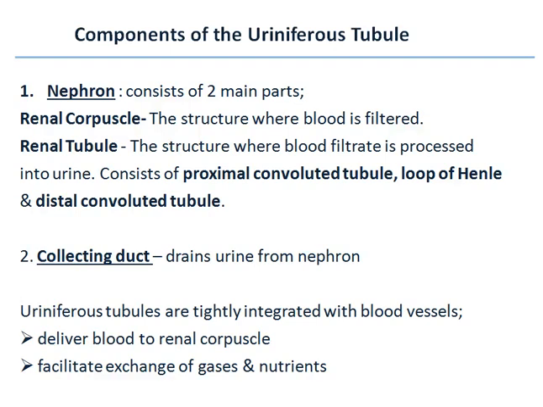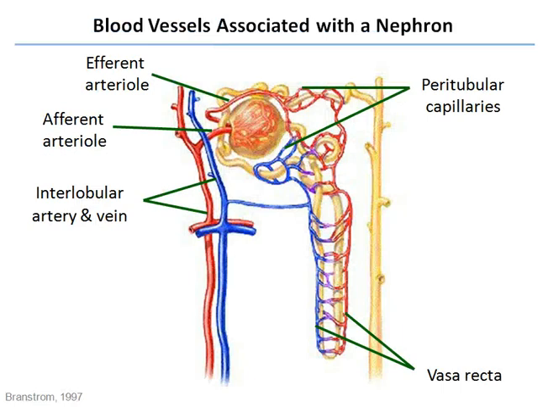This slide here shows the blood vessels associated with the nephron in particular. What we can see here firstly is the afferent arteriole. This is the vessel that is responsible for delivering the blood to the nephron. It enters the renal corpuscle, and in this structure here, filtration of the material in the blood will occur. The vessel exiting the renal corpuscle is the efferent arteriole.